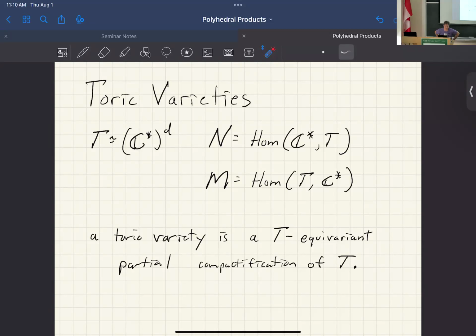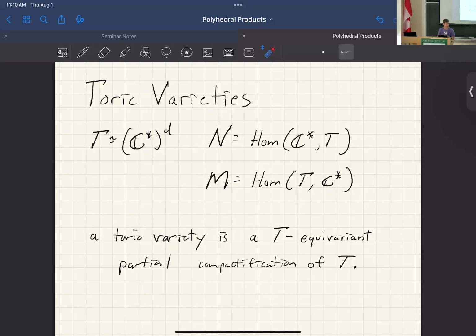And any algebraic torus comes with two free abelian groups for free. One is the lattice of cocharacters, that is the ways to stick C star inside the torus. So these are one-parameter subgroups. These are paths in the torus, right? And then the other one is the dual lattice of that lattice, which is the lattice of characters, ways to map the torus down to C star.